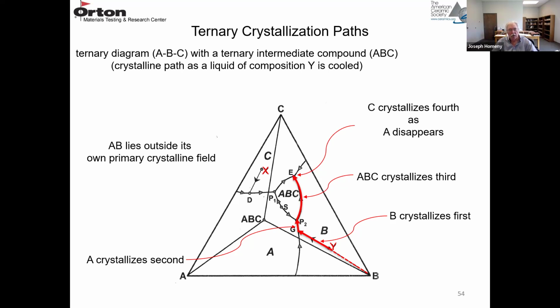Next week, we'll start the refractory compositions with silica, and then we'll add alumina for all the alumina silica refractories.